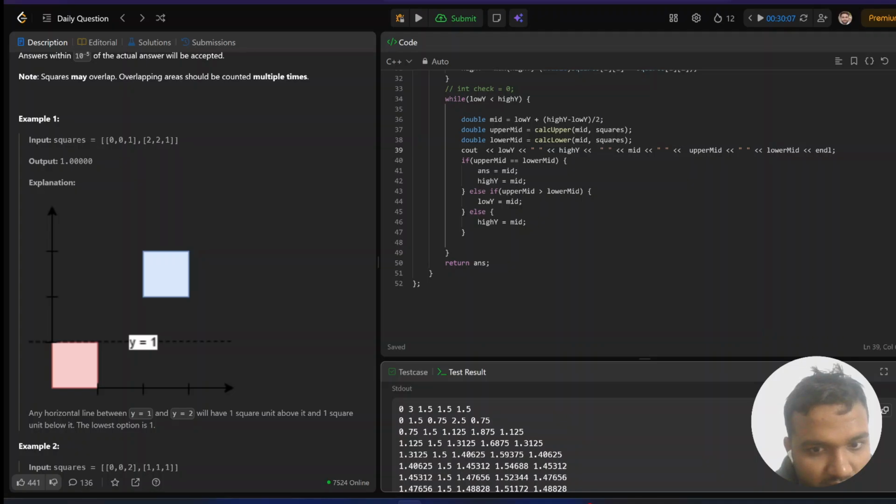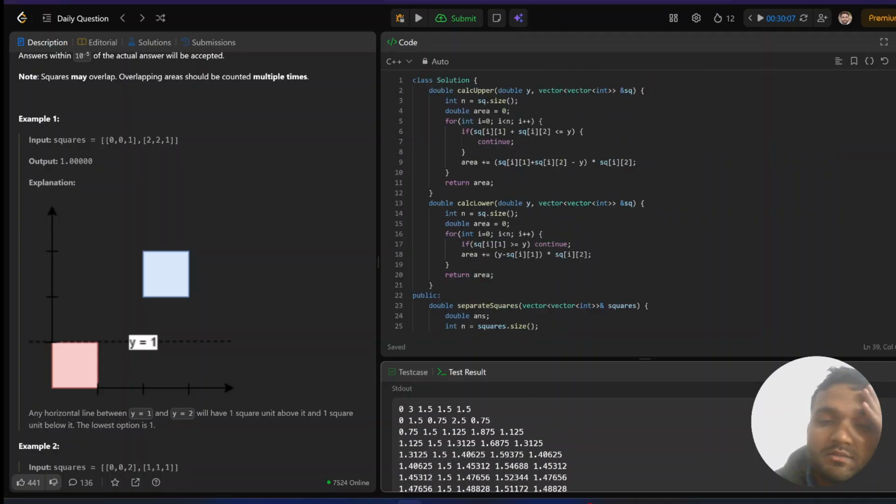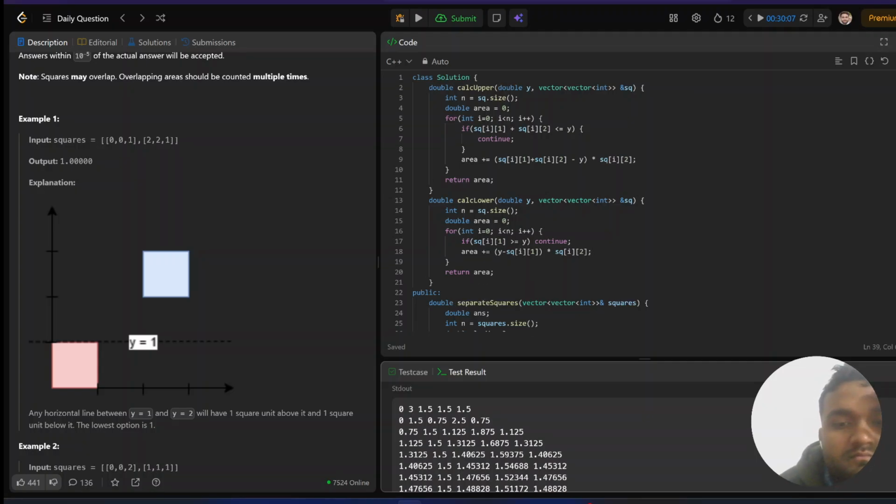Then mid becomes 1.125. When this is 1.125, wait, mid is 1.125 and both areas are not equal. I'm calculating the areas in the wrong way. That means if the line is here, we can directly subtract this.